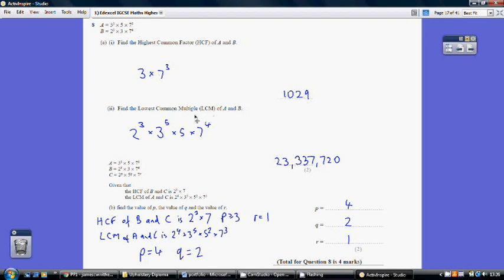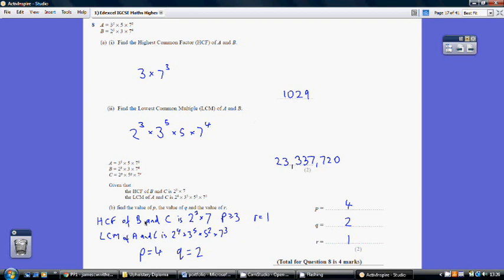Now this compares to the lowest common multiple, where we take the highest power when we compare the two. So 2 cubed is the highest power for 2, 3 to the 5 is the highest power for the 3s, 5 to the 1 is the highest power for the 5s, and 7 to the 4 is the highest power for the 7s. Multiply these together, and we get this number here.